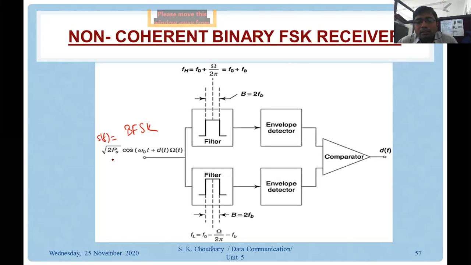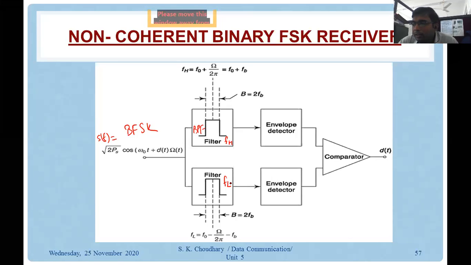This signal is received by the receiver end, and then it is passed through two band pass filters, BPFs. The upper band pass filter is tuned to the frequency FH, and the lower one is tuned to the frequency FL. The bandwidth of each band pass filter is mentioned as twice FB. FH is F naught plus delta omega upon 2 pi, that is F naught plus FB, and FL is F naught minus FB.